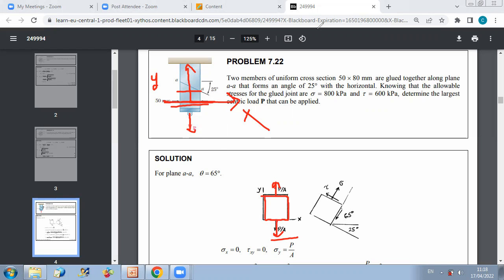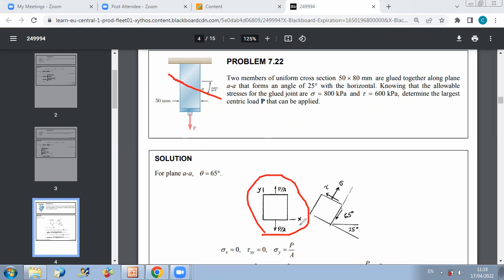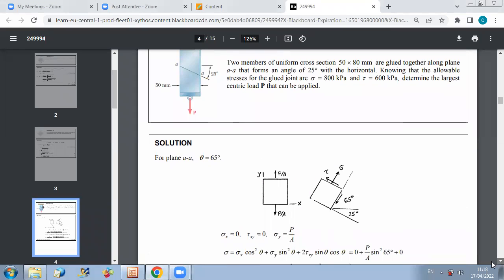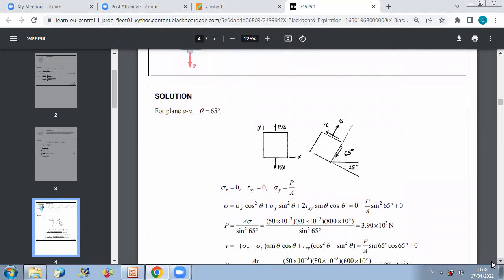However, if I consider the glued section, because it has a certain inclination, in this glued section I have both normal and shear stress. And I can relate the state of stress in this section to the state of stress in the glued section. How to do this? First, I say, let me determine the angle of rotation between the XY section and X prime Y prime section.